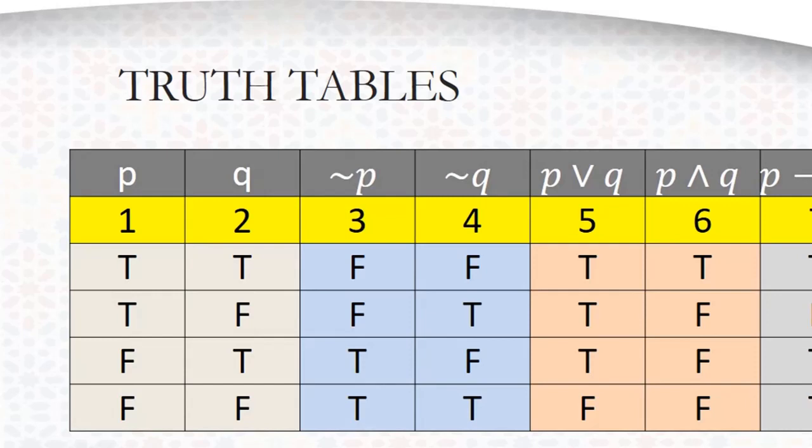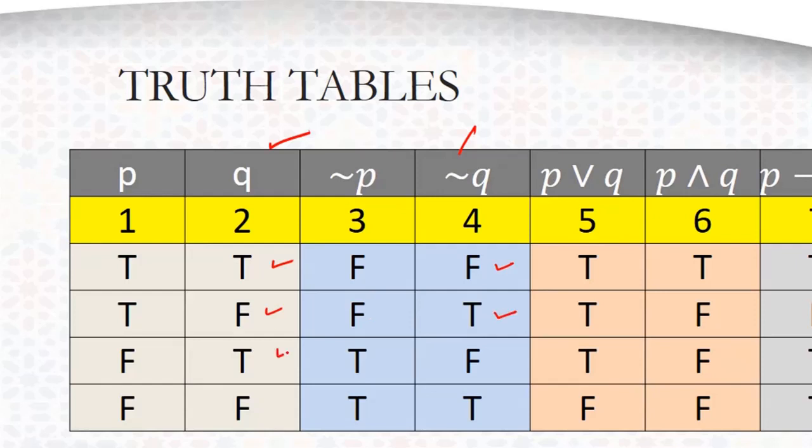Negation of Q. By using the same definition, for negation of Q you have to take the Q column here. If T is coming here, then we write it as F. If F is here, then T.